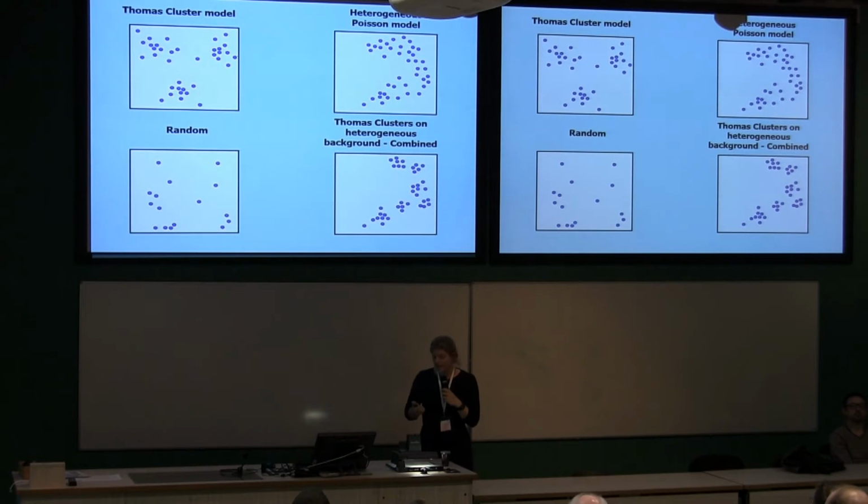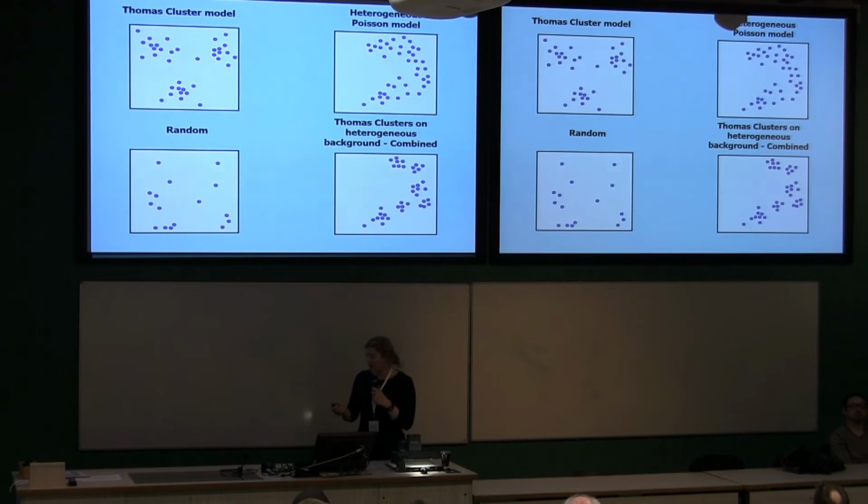You also can get more complicated models, such as Thomas clusters on a heterogeneous background, and this we're going to refer to as a combined model. And also, if you have randomly distributed points, that comes under the niche bracket. And working out whether a community is dominated by the environment or dispersal can be done in this fashion.